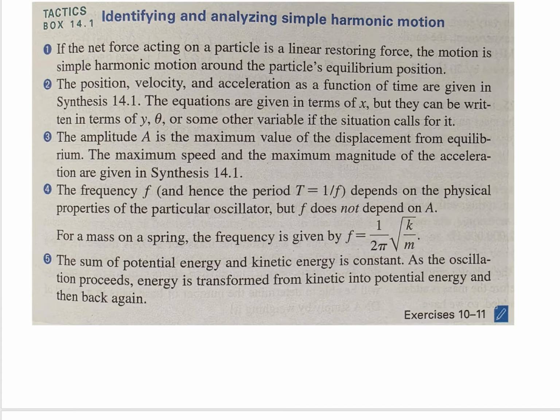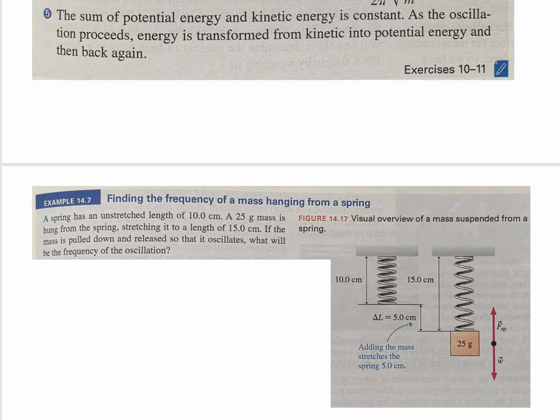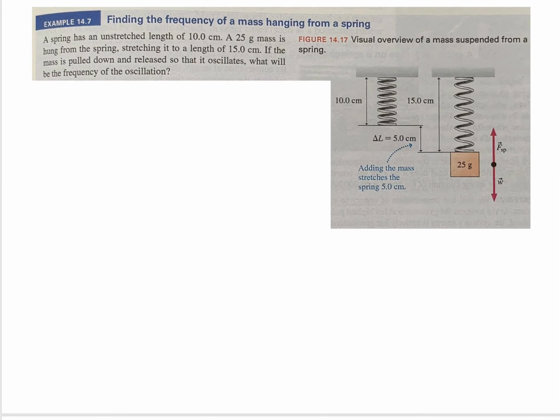The amplitude is the maximum value of the displacement from equilibrium. We know that already. The maximum speed and the maximum magnitude of the acceleration are also already given to you. The frequency, and hence the period, depends on the physical properties like we just talked about, but does not depend on the amplitude of the wave itself. So for the mass on a spring, the frequency is given by this formula that I just gave you. And then finally, the sum of the potential energy and kinetic energy is constant as long as there's no friction. As the oscillation proceeds, energy is transformed from kinetic to potential and from potential to kinetic and back and forth forever. Okay? All right.